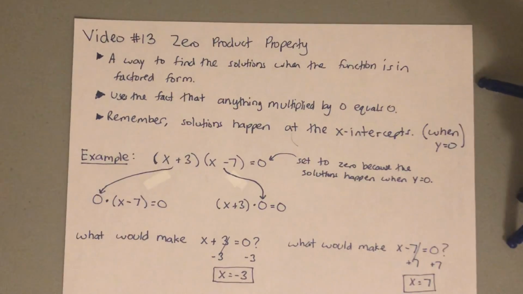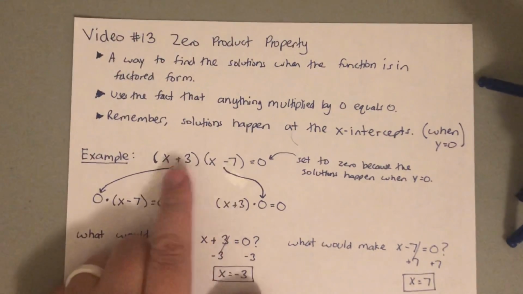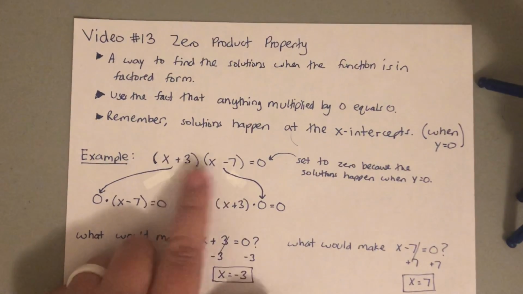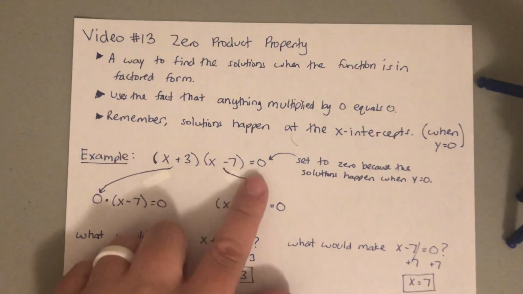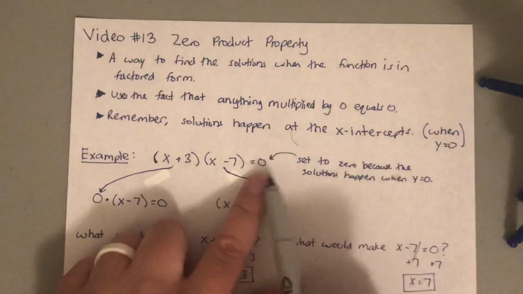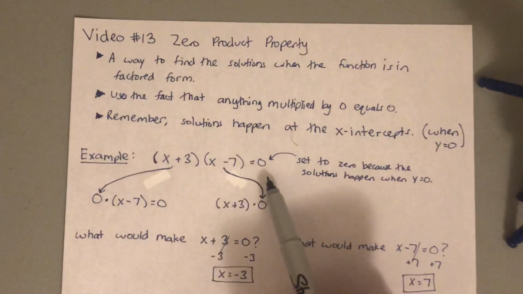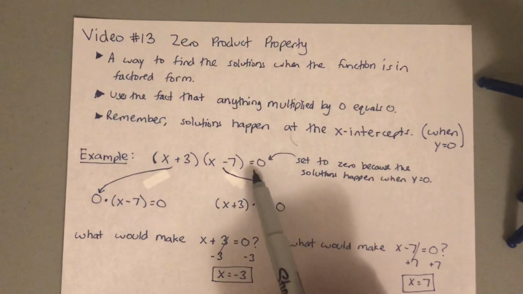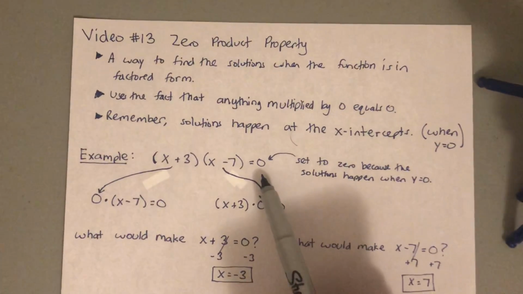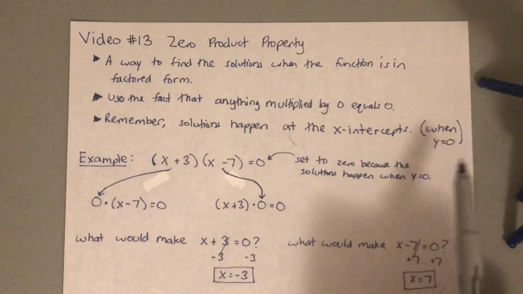So let's look at this first example and we'll see how the zero product property works. In this example, we have a quadratic function in factored form: x plus 3 times x minus 7 equals 0. The reason that we make it equal to 0 is because we want to find when y equals 0, the x-intercepts. So usually it would say equals f of x or f of x equals. But here, because f of x is the same as y, we're going to make it equal 0 because that's where the solutions are going to happen, at the x-intercepts when y equals 0.